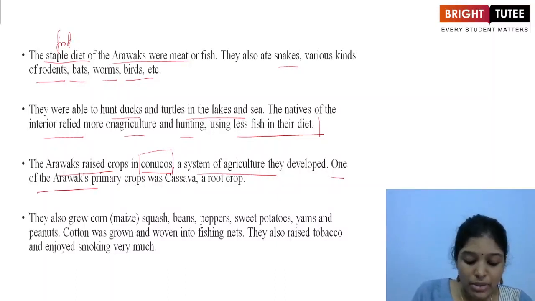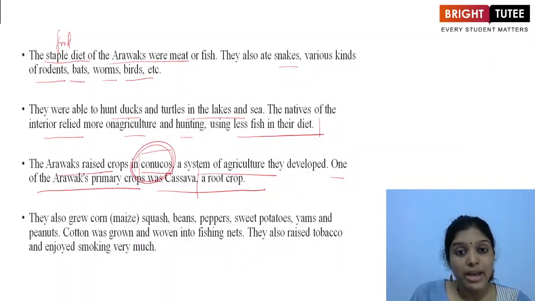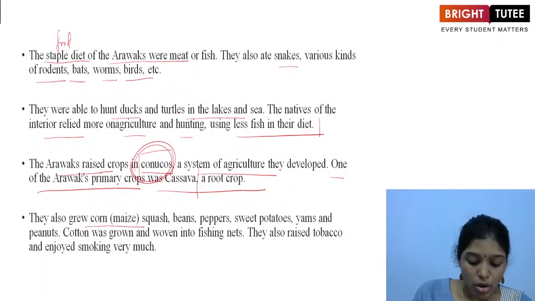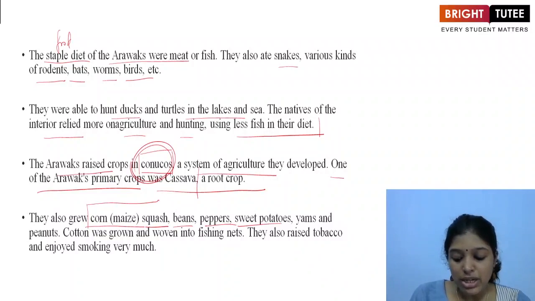And one of the primary crops was cassava, a root crop. So this conuco was a special system of agriculture developed by the Arawaks, and the primary crop grown in the system was cassava, which was a root crop. And they also grew corn, which is maize, and squash, beans, peppers, sweet potatoes, yams, and peanuts. Cotton was grown and woven into fishing nets. So see, such advanced techniques were there, where cotton was used to weave fishing nets.